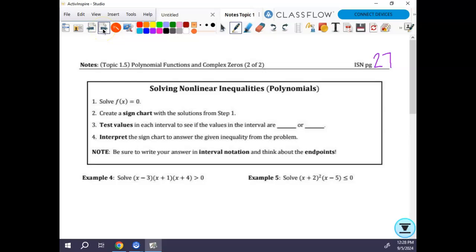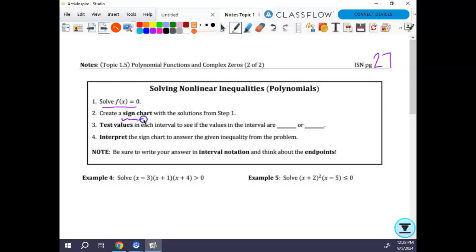And that is called solving nonlinear inequalities or solving polynomial inequalities, something like that. There are different ways to say it. But here are our steps. I'll talk you through the steps, and then we'll go through them, and they'll make more sense. The first thing we need to do is solve f of x equal to 0. We're used to doing that. No big deal. Set it equal to 0.